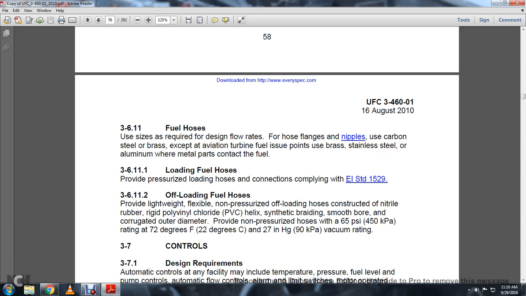3611.1 Loading fuel hoses. Provide pressure loading hoses for connecting, and comply with EI standard 1529.